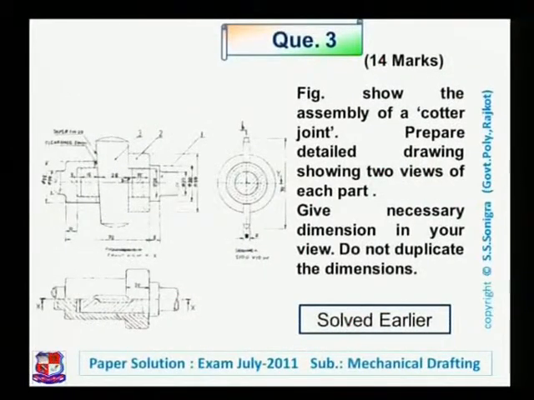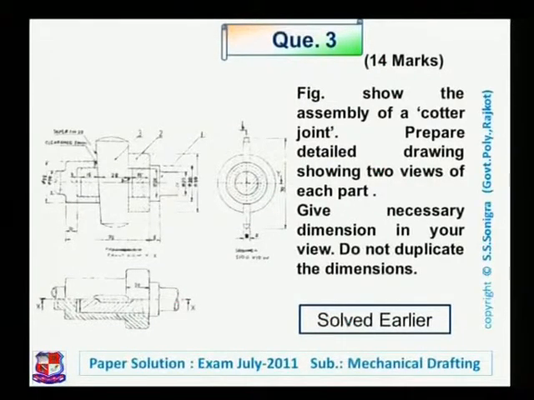Question number 3 asks for 14 marks. Figure shows the assembly of a quarter joint. Prepare detailed drawing showing two views of each part. Give necessary dimensions in your views. Do not duplicate the dimensions. Instructions are given clearly. Here, assembly of quarter joint is given.